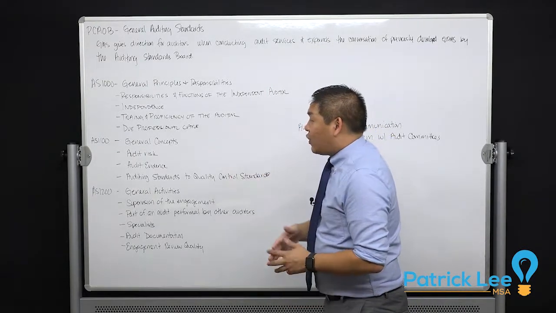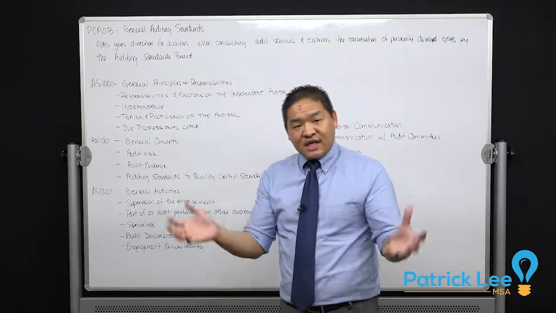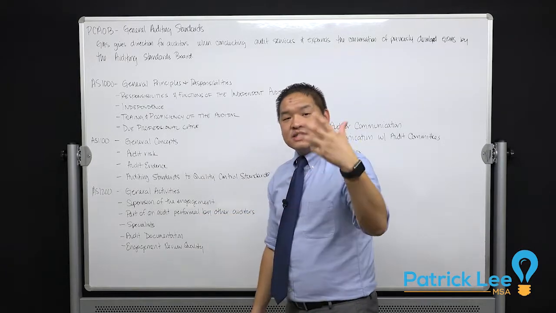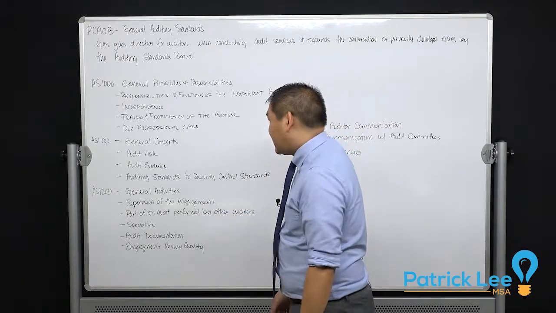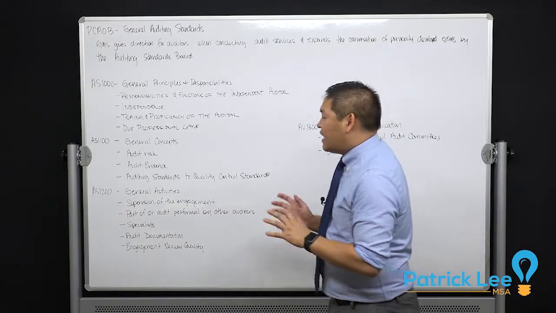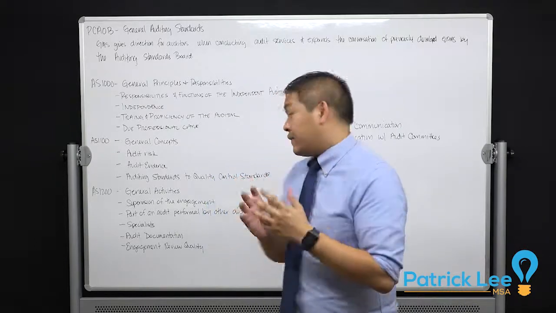All right, AS 1100 gives us general concepts, so it gives us a concept or understanding of audit risk. That's something new. Audit evidence, things about audit evidence that we need to keep in mind. And then auditing standards and quality control standards. So making sure that we've got quality control in what we're doing, okay?